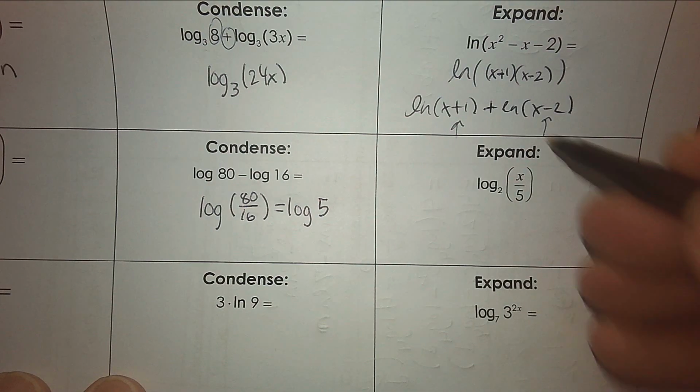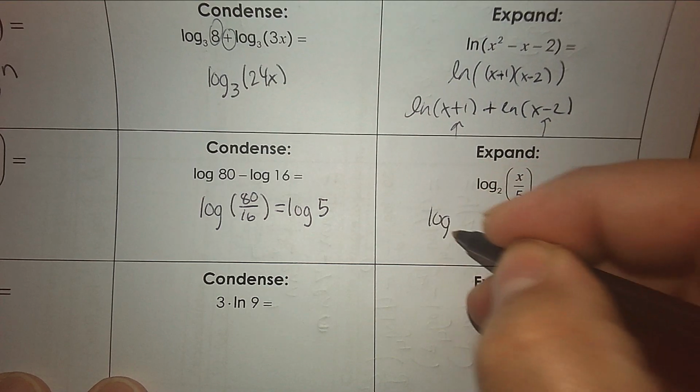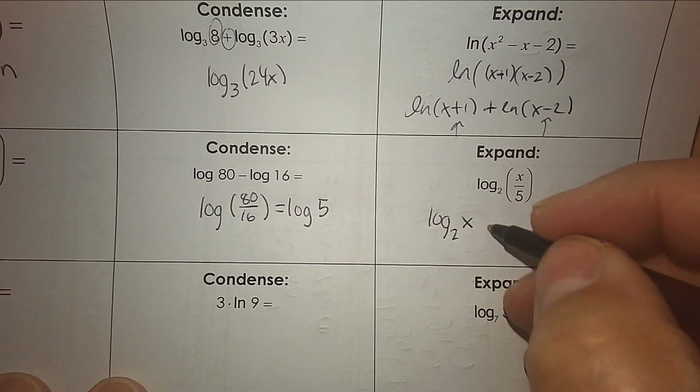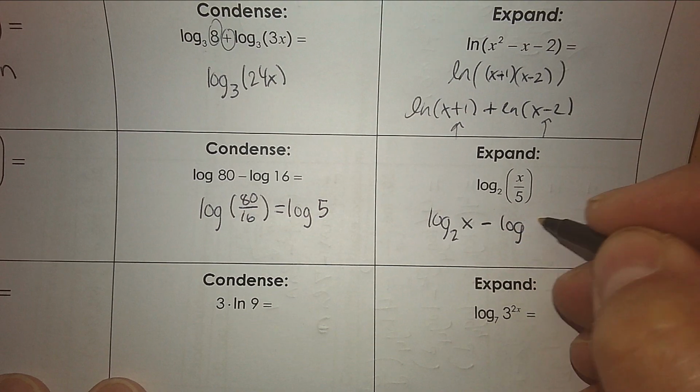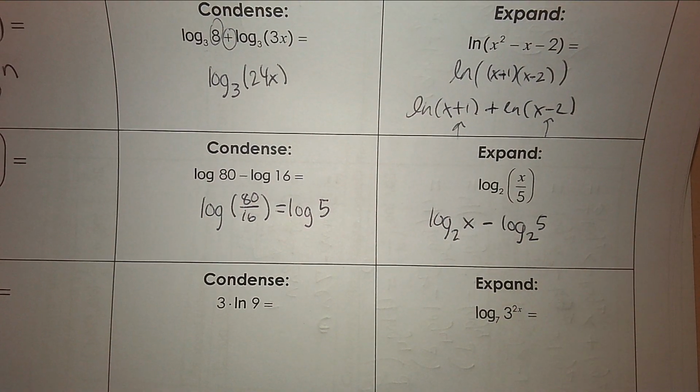How about this one? Do you see dividing inside the logarithm? How can I expand that? It's log base 2 of x, subtract log base 2 of 5. Are you getting more comfortable with the properties to go in either direction?